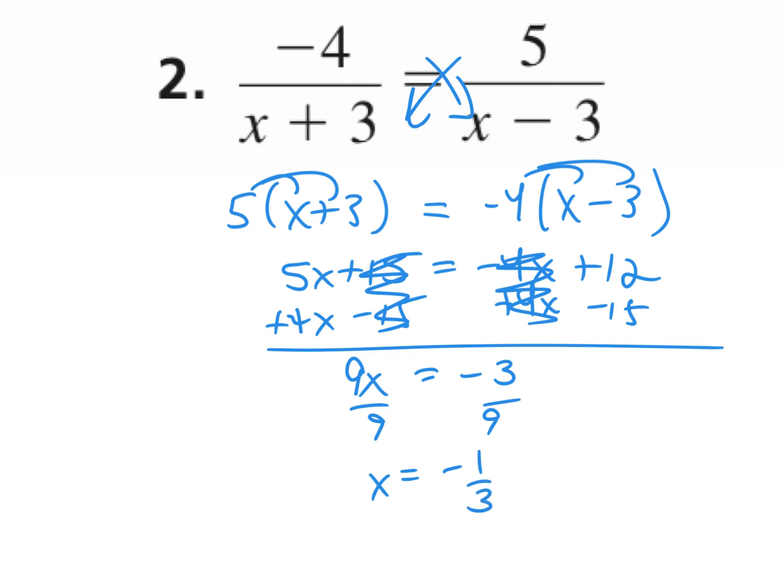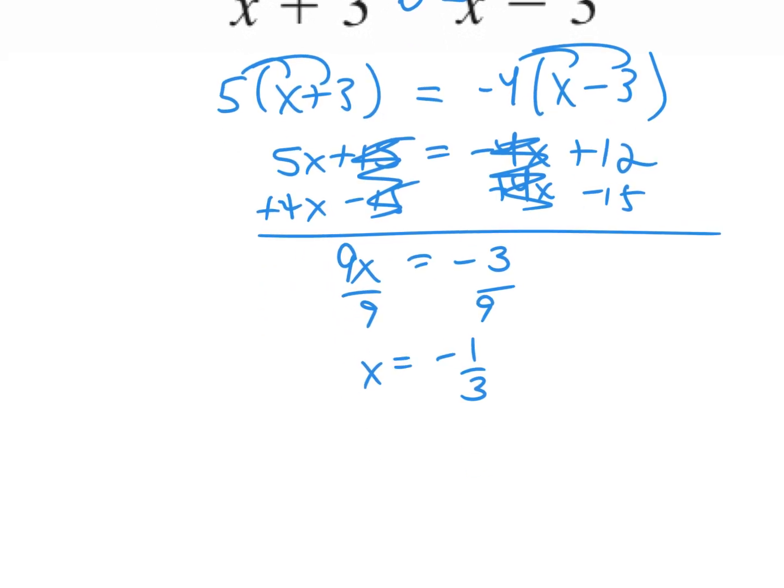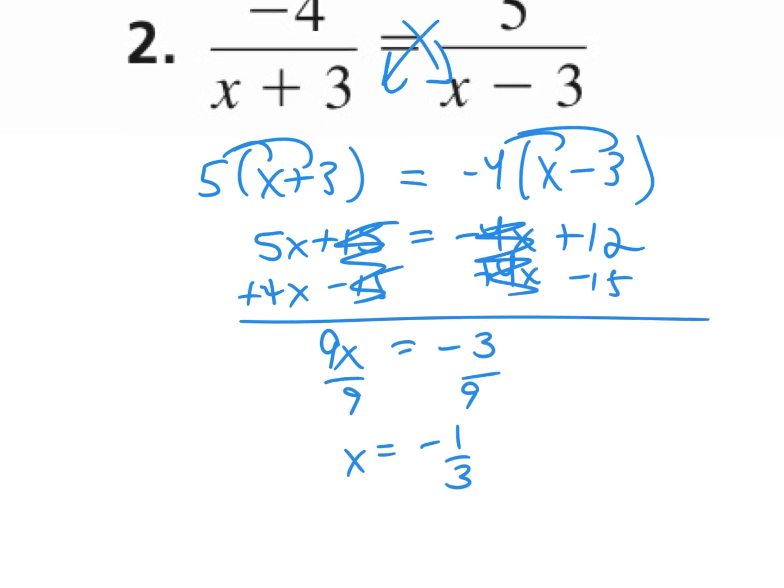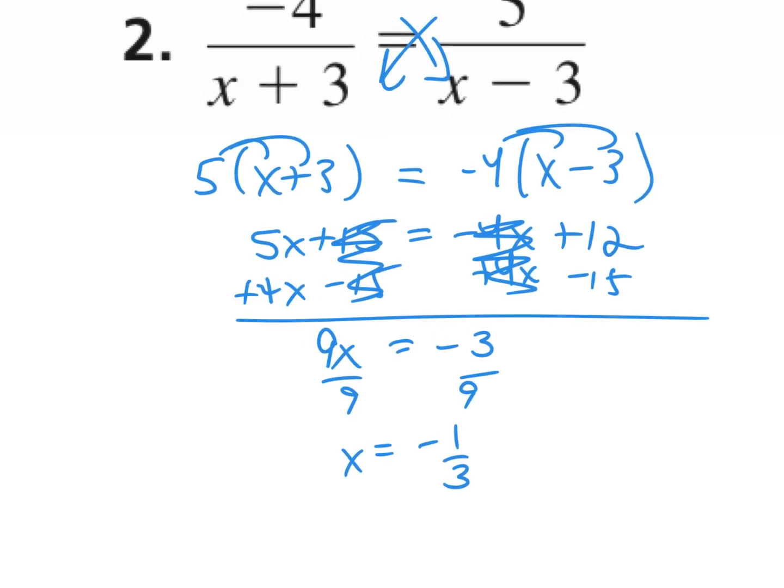Now in either case, if I plug in negative 1/3, am I going to get a 0 in my denominator? Guys, you should be able to look at that and see. What would the only thing be that would give you a 0, if it was negative 3 or what? Positive 3. So no, you're fine. You're good to go here.